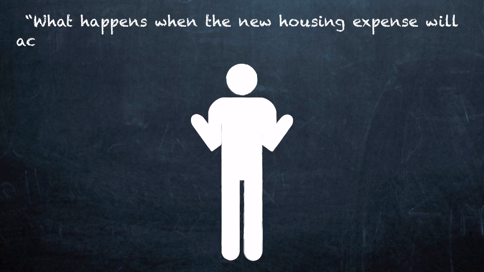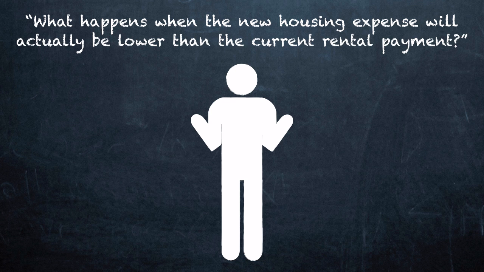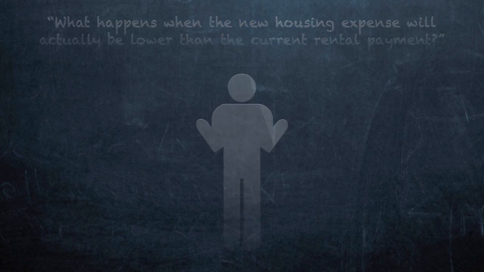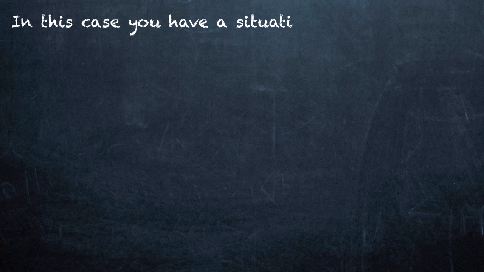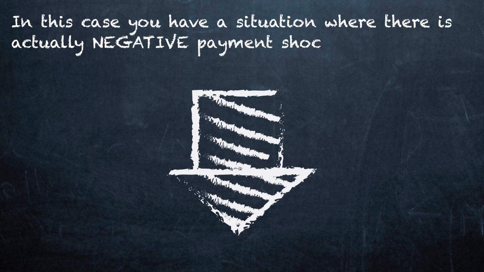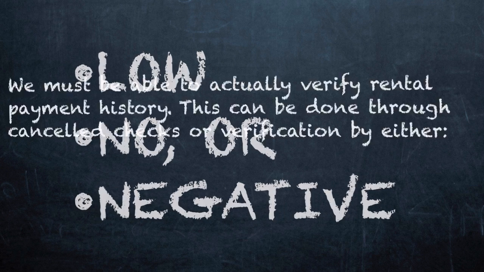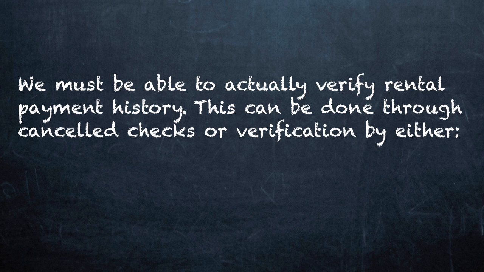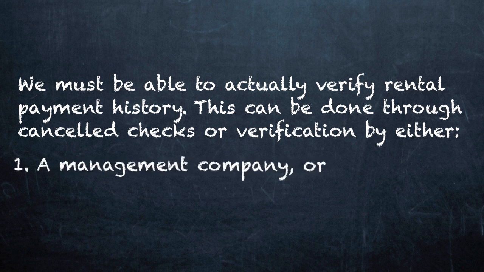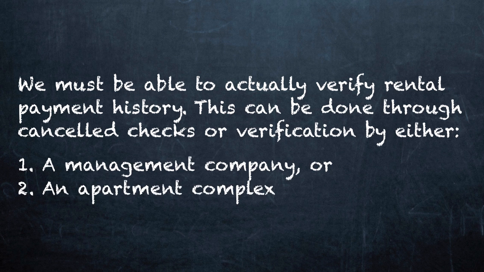Okay, I know what you may be thinking. What happens when the new housing expense will actually be lower than the current rental payment? In this case, you have a situation where there's actually negative payment shock. As I've mentioned many times before, in order to get credit for either low, no, or negative payment shock, we must be able to actually verify rental payment history. This can be done through canceled checks or verification by either a management company or apartment complex.